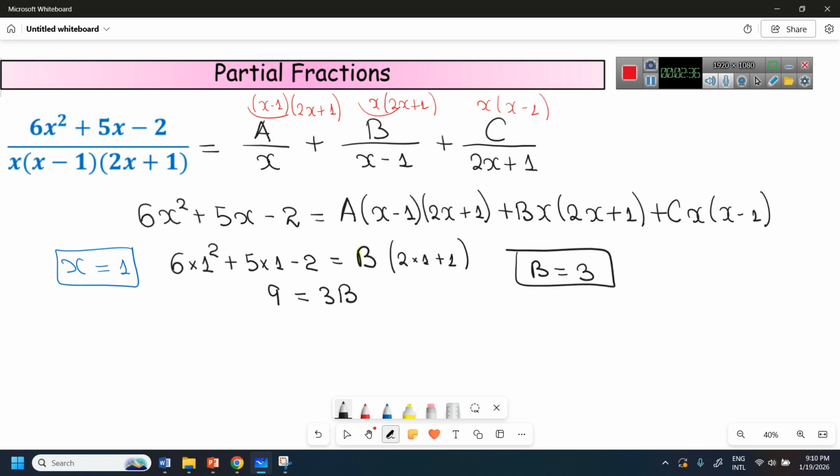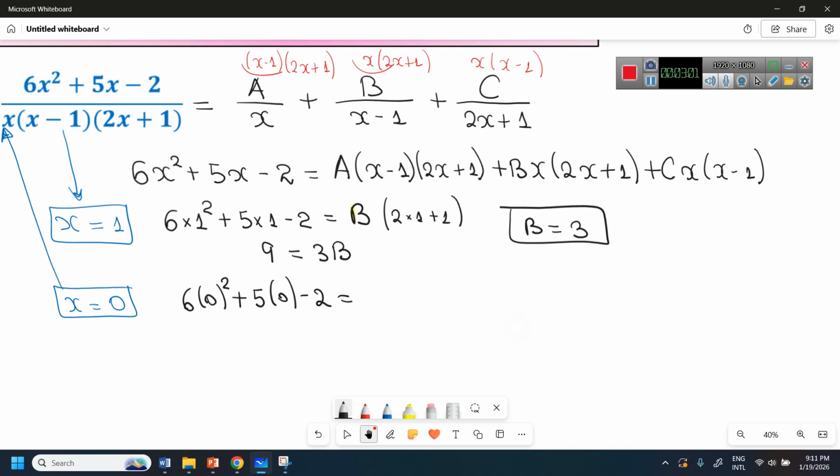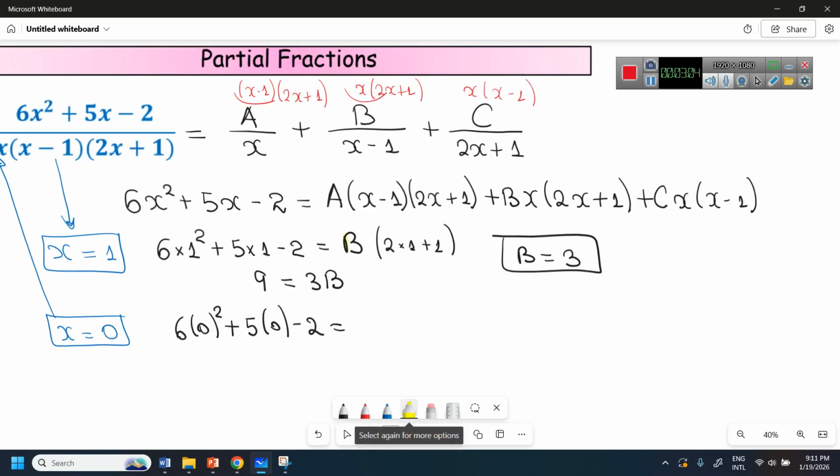Now we want to substitute the second value. The first one we got was x equal to 1. The next one, I am going to substitute x equals 0. So I will have 6 lots of 0 squared plus 5 lots of 0 minus 2 equal to, where this is going to be 0, this is going to be 0 as well. We can work out the value of A in this case.